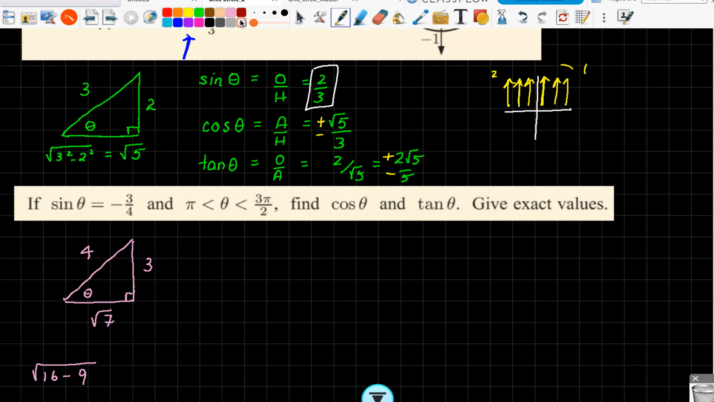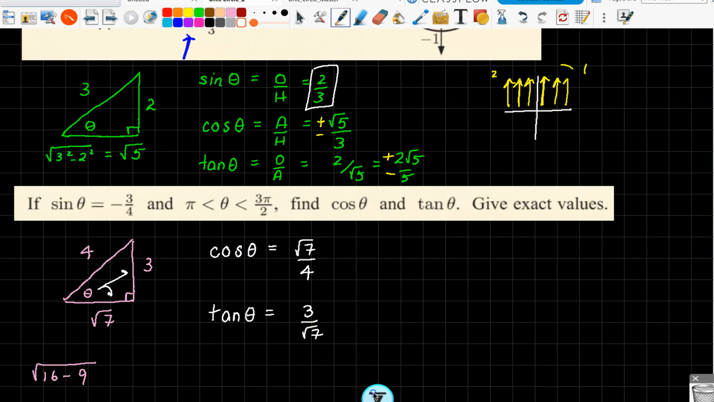And here we go. We're going to find cos theta. So if we're looking at our triangle, cos theta is adjacent over hypotenuse. So that's going to be √7 over 4. Tan theta is opposite over adjacent. So that is now opposite over adjacent, so that's 3 over √7.